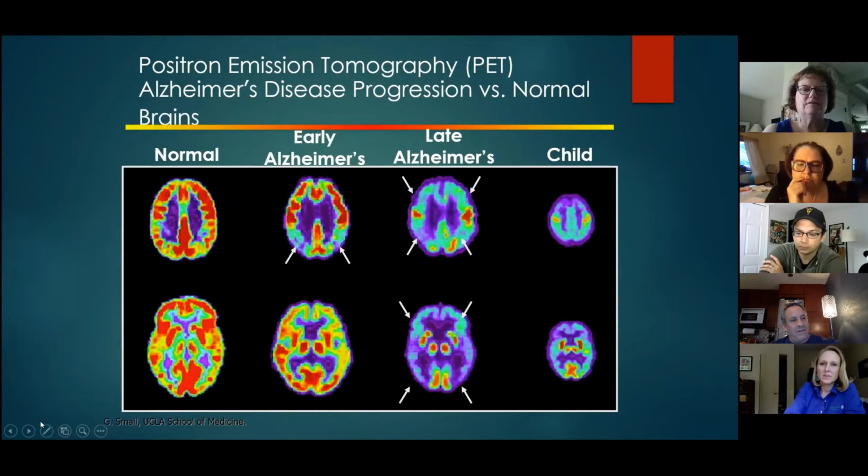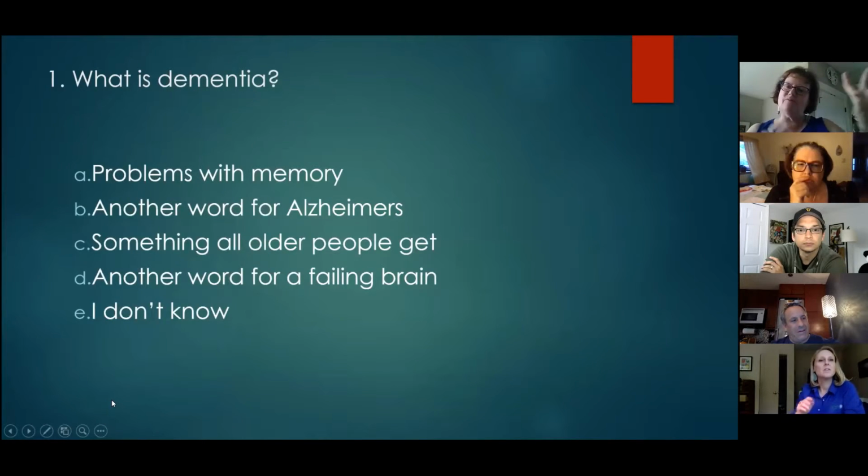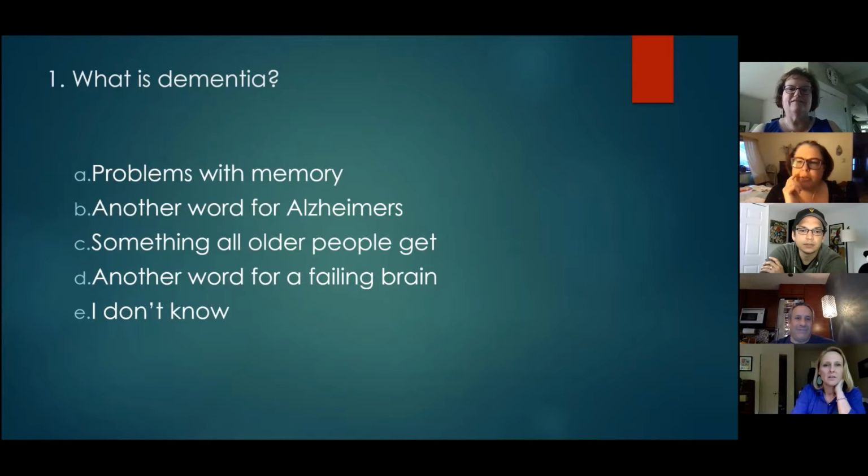Okay, cool, interesting. So now I wanted to ask a couple of questions. Now that we've looked at some of those pictures, what do you think dementia is now? Which one would you choose? Another word for a failing brain? Okay, cool. I didn't say that's what it is, but that's kind of what we think of when we think of dementia, that the brain is failing, that the brain is dying. So great. Thanks, Carrie. That's a good one.